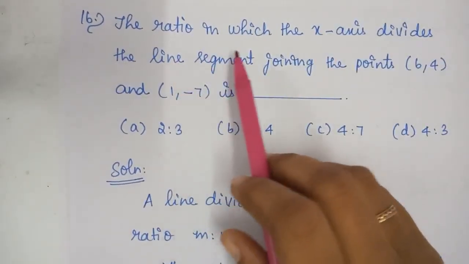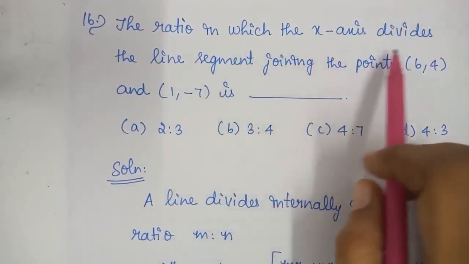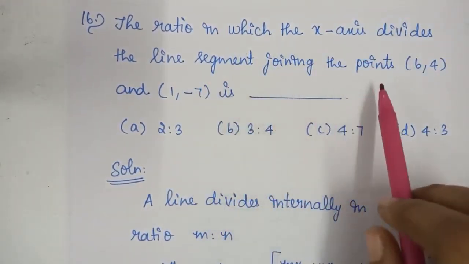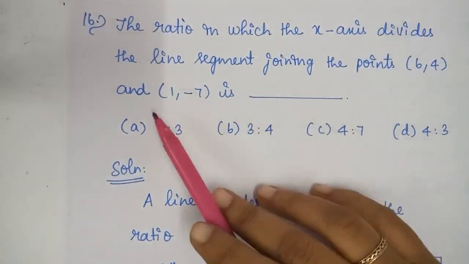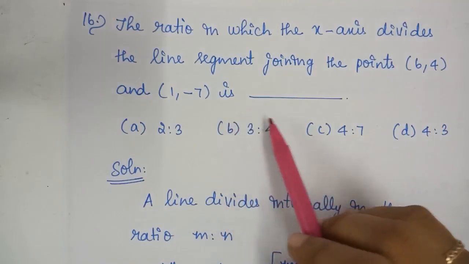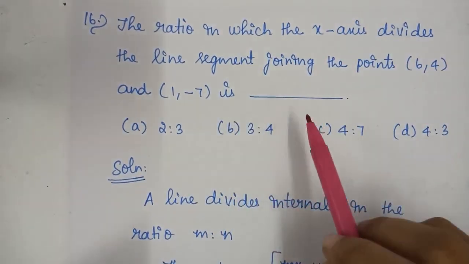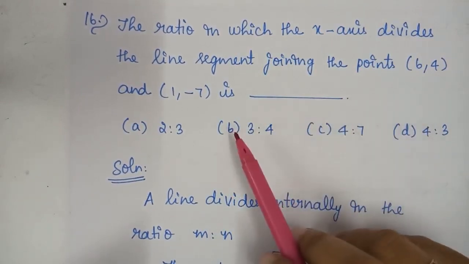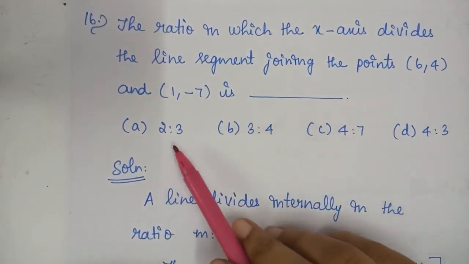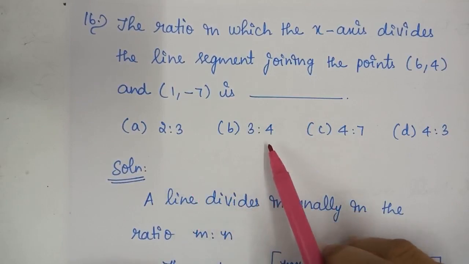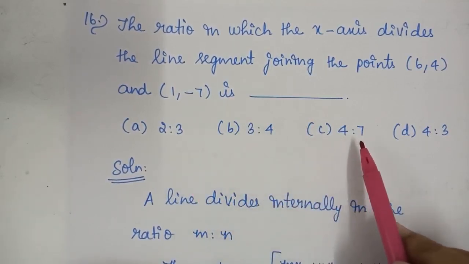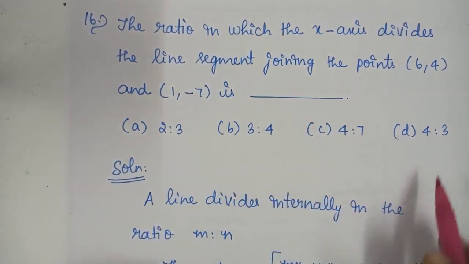Question number 16. The ratio in which the x-axis divides the line segment joining the points (6,4) and (1,-7) is dash. So the previous 15th question is given as general, the same question, but here they have given the points. Option A is 2 is to 3, option B is 3 is to 4, option C is 4 is to 7 and option D is 4 is to 3.